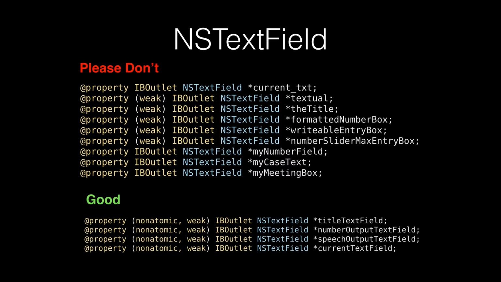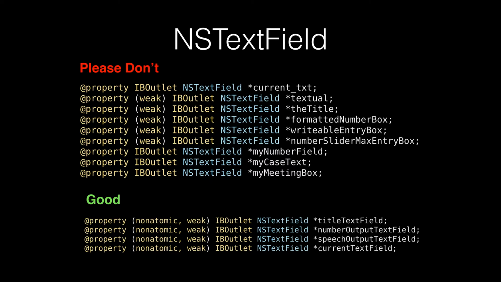So this slide is about the NSTextField control, and I show a lot of names that I do not prefer, because they just won't be clear when I go to use that IB outlet. And actually, all these are IB outlets to that control on the xib. Especially things like my meeting box, there's actually a control called NSBox. And if I had to guess, I would think it was an NSBox IB outlet. And once again, you'll see that I would prefer for all of these to end in text field.